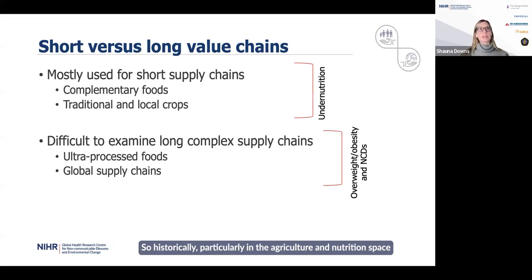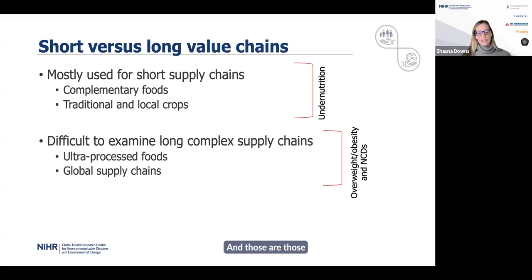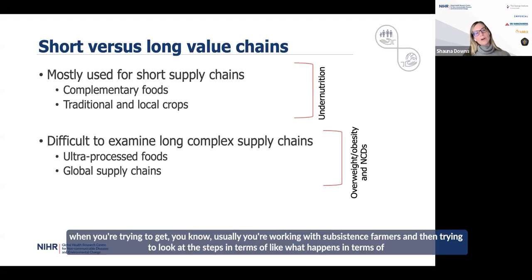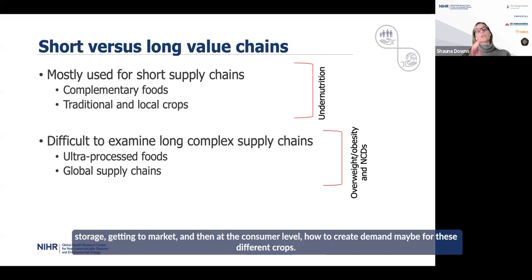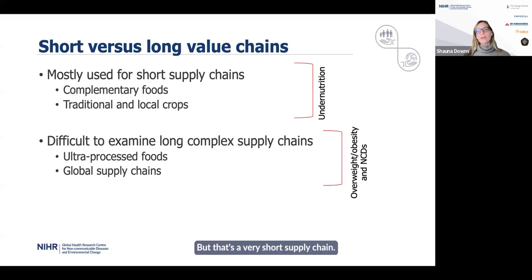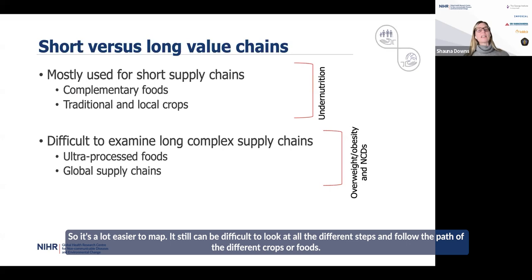So historically, particularly in the agriculture and nutrition space, supply chain analysis has been used for short supply chains, in particular things like complementary foods or traditional or indigenous local crops. Usually you're working with subsistence farmers and trying to look at the steps, like what happens post-harvest, storage, getting to market, and then at the consumer level, how to create demand maybe for these different crops. But that's a very short supply chain. So it's a lot easier to map.